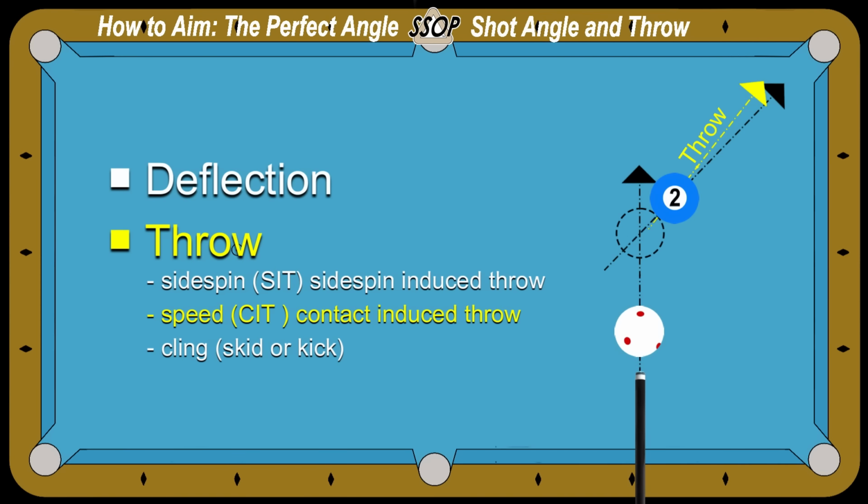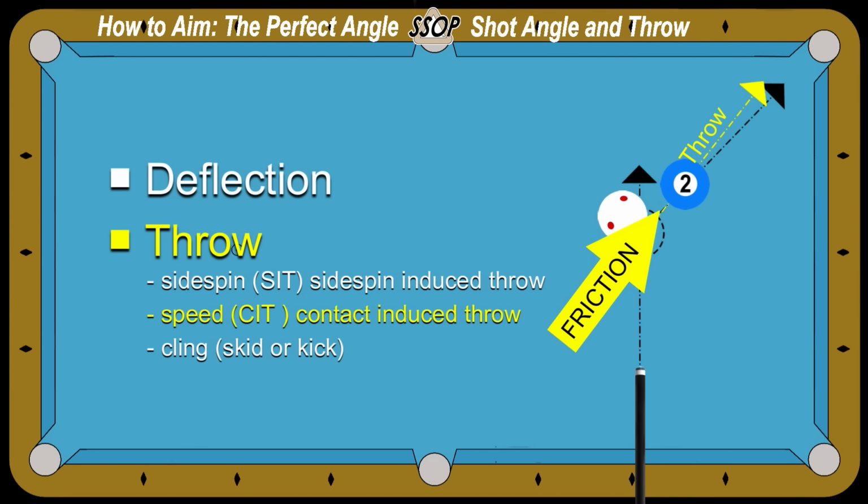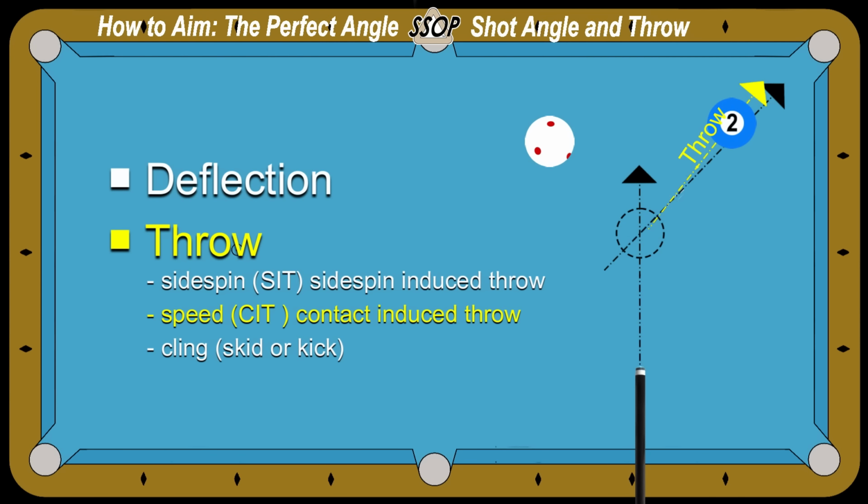Contact-induced throw is not as avoidable. When you cut a ball, the friction during the momentary contact of the balls can drag on the object ball, causing it to travel past the shot line. The steeper the cut angle, or the softer the stroke of the shot, the more contact-induced throw you need to account for.